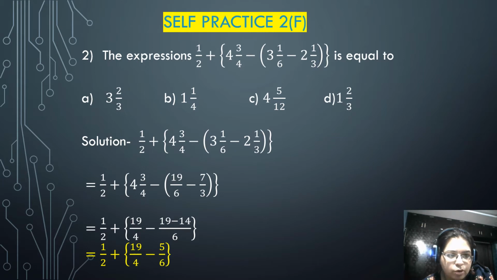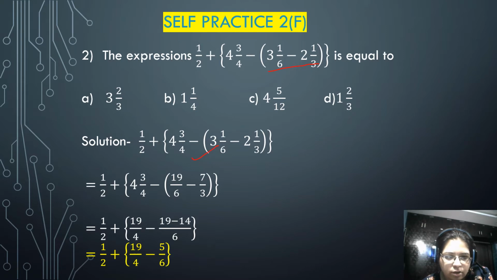Now solve question number 2, and question number 2 is the expression 1 divided by 2 plus 4 3 divided by 4 minus 3 1 divided by 6 minus 2 1 divided by 3, that is inside the bracket. This expression is equal to, these options are given. First option is 3 2 divided by 3. Second option is 1 1 divided by 4. Third option is 4 5 divided by 12. And fourth option is 1 2 divided by 3.